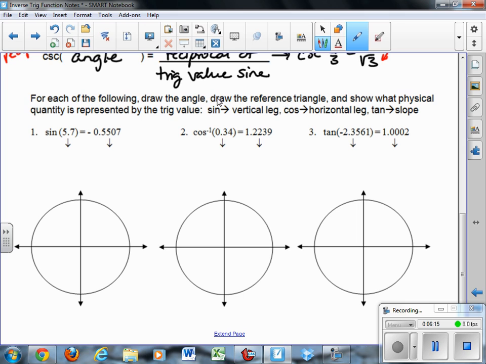So you have to figure out which one of the two numbers is the angle. Draw the reference triangle and show what physical quantity is represented by the trig value. For sine it will be the vertical leg, cosine the horizontal leg, and tangent it will be the slope. So let's just start out with the first one. Which of these numbers is the angle? Since it's sine and not inverse sine, the first number, the 5.7, is the angle, and the second number is the trig value. Now you might want to pause the video and try drawing it and then turn back on and see what I drew.